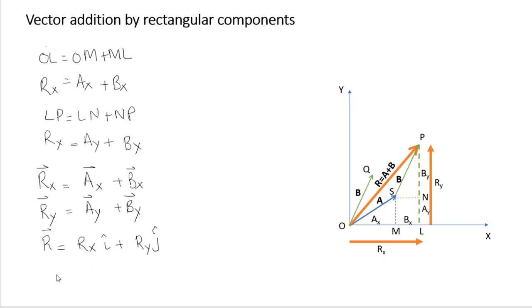So we know that for the magnitude of a resultant vector, we can use the Pythagoras theorem, and this will become the square root of Rx square plus Ry square. So if I plug the values in, then R will become the square root of (AX plus BX) whole square, and the Y component is (AY plus BY) whole square.